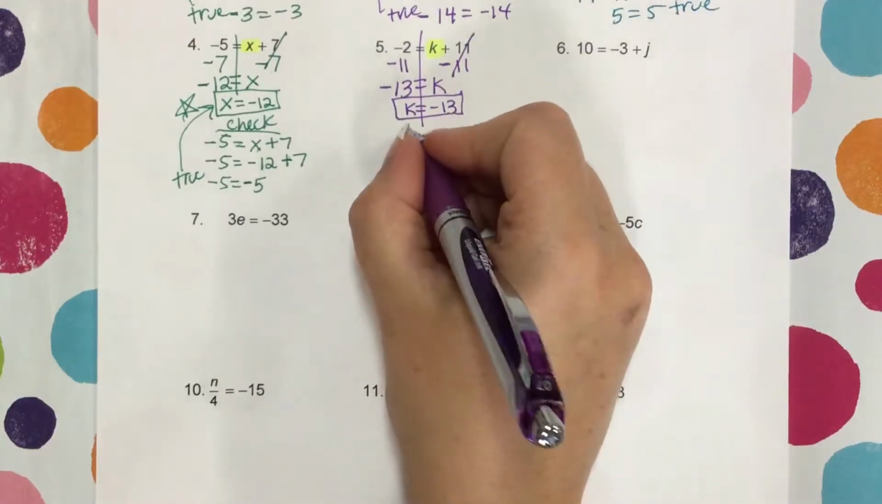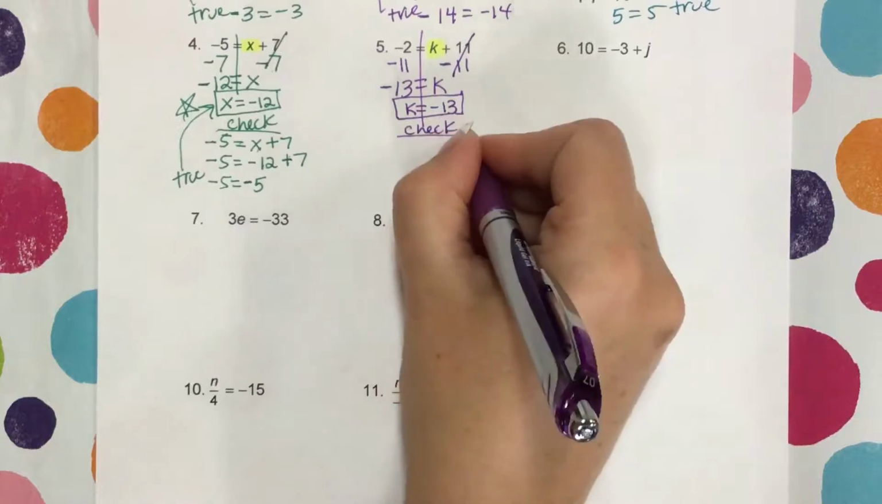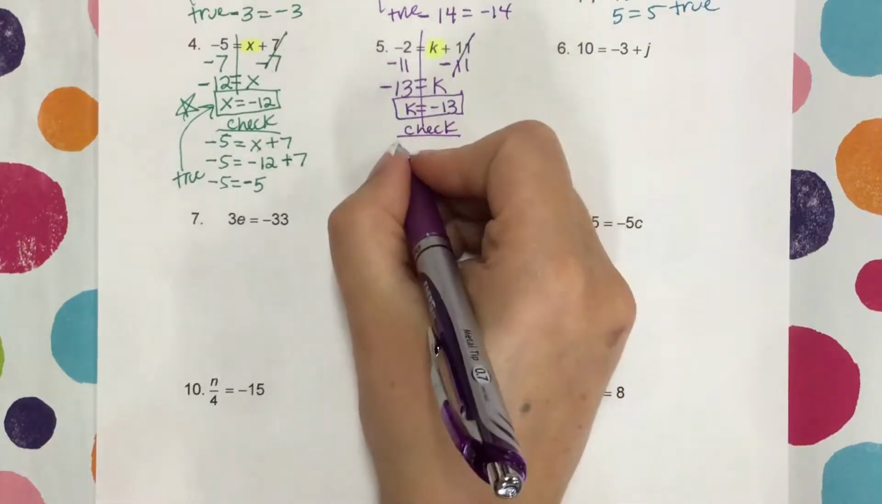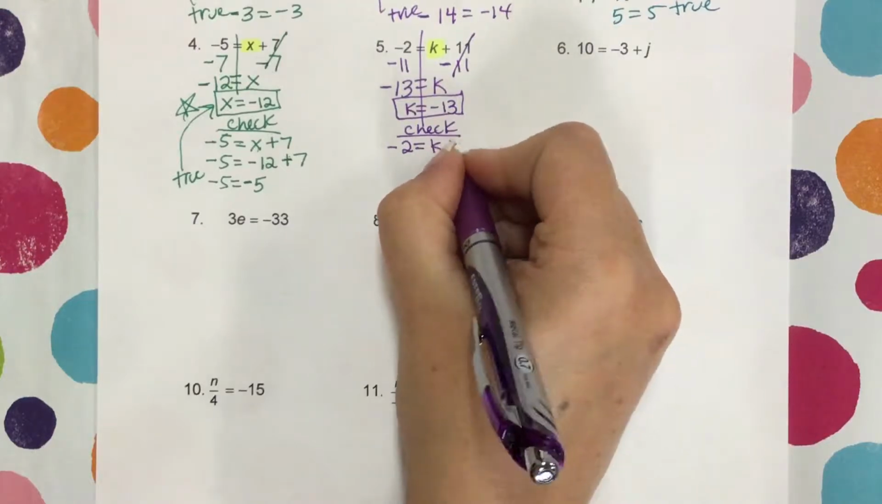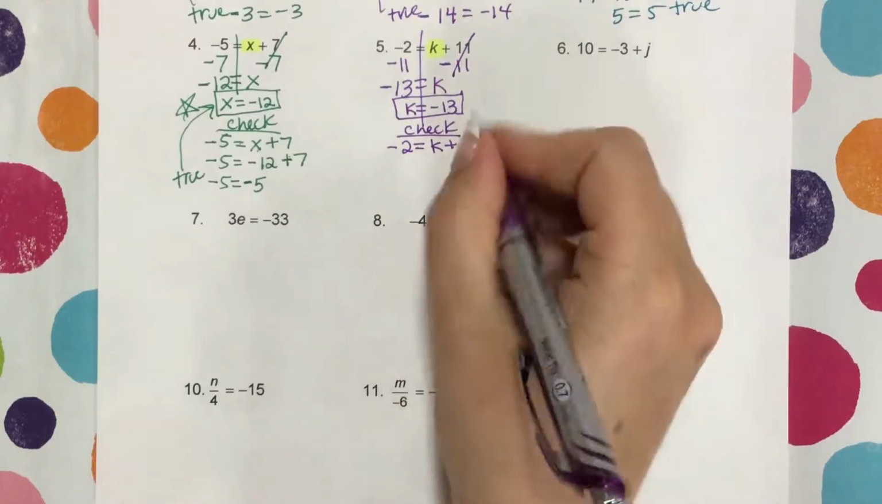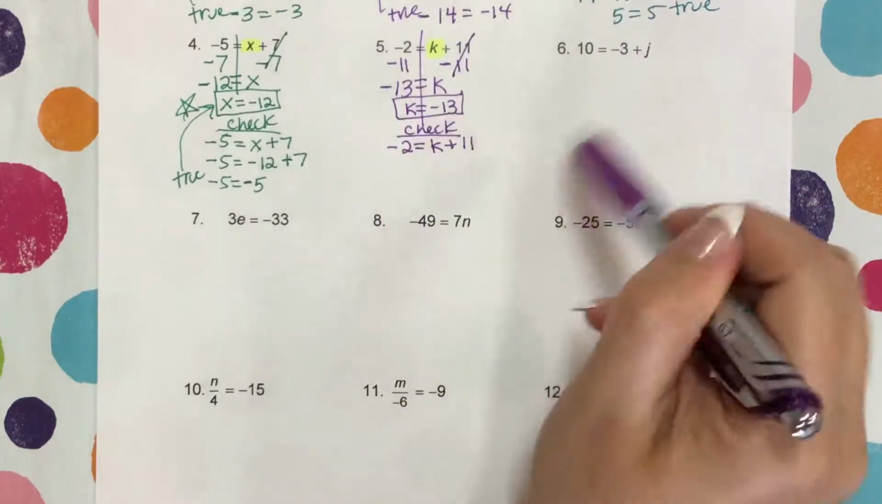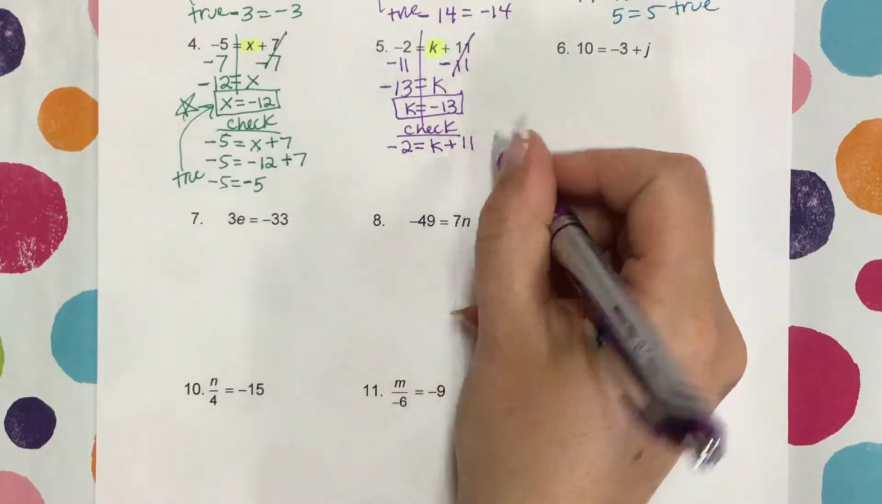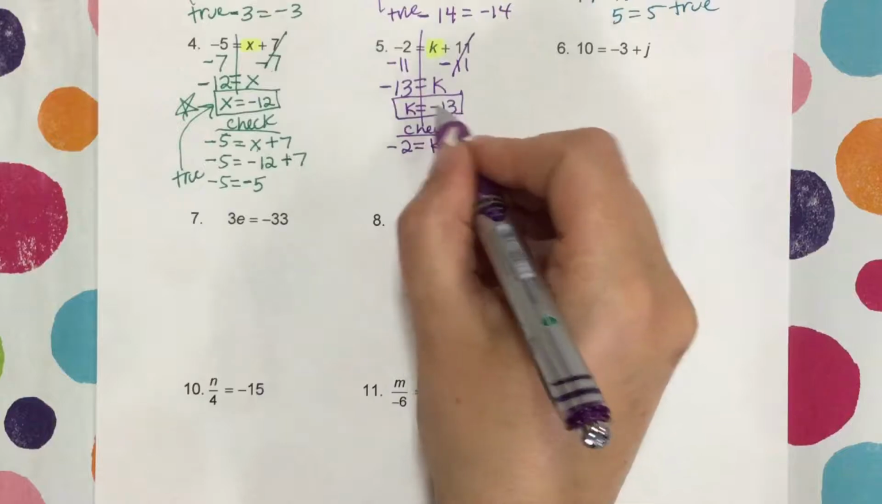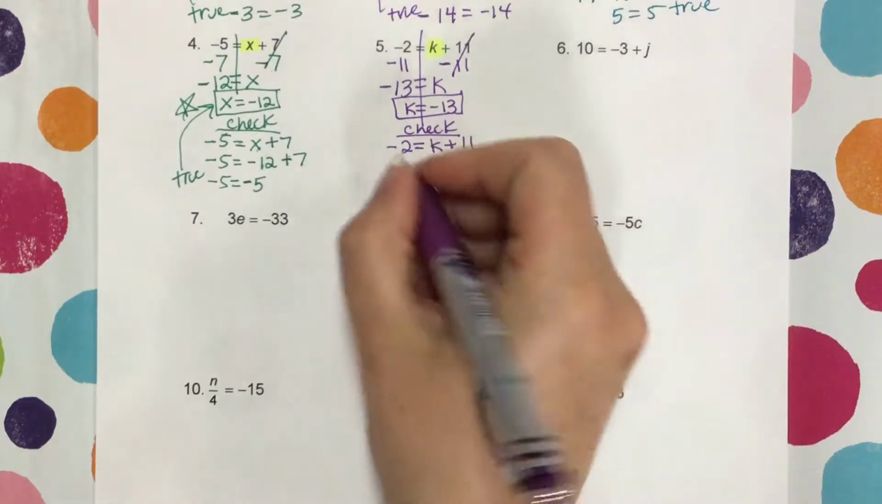Now let's go ahead and check our answer. Write the word check. We are going to rewrite the original equation. Now your paper should look exactly like this one. If it's not, you need to change what you're doing. When I look at your note sheets, it looks exactly like this. Okay, so we have the original equation. We're going to substitute in negative 13 for k.